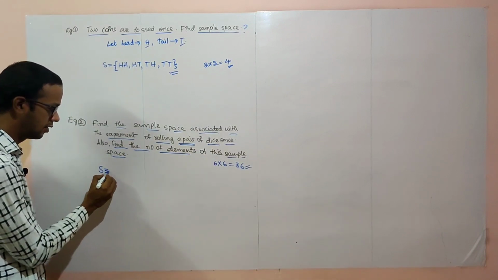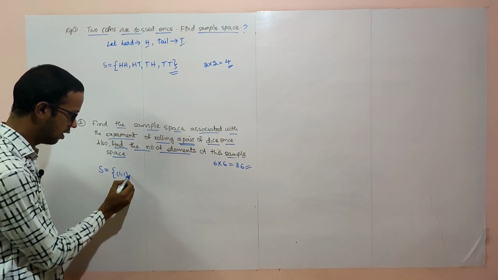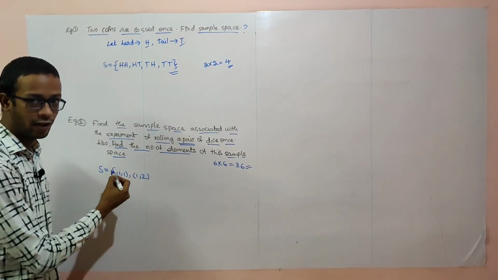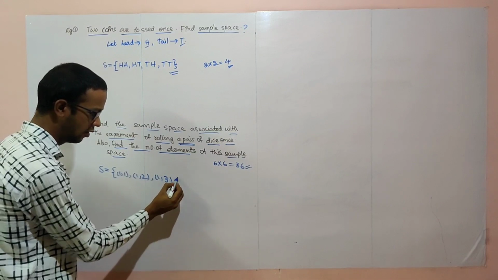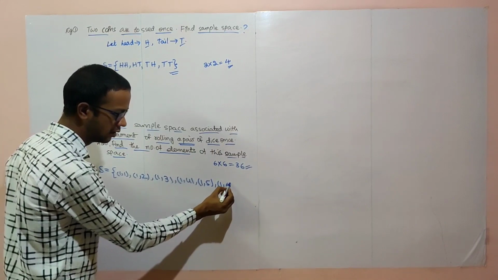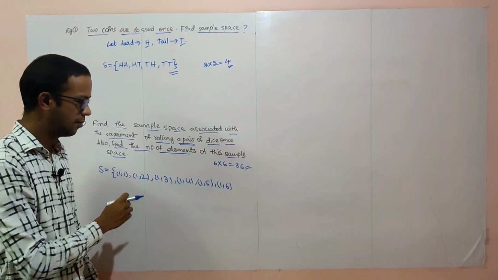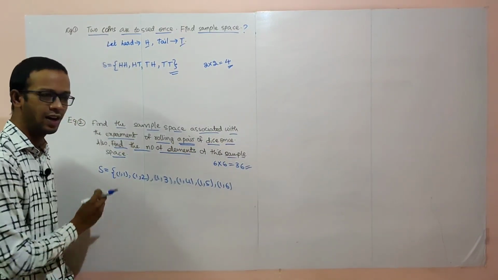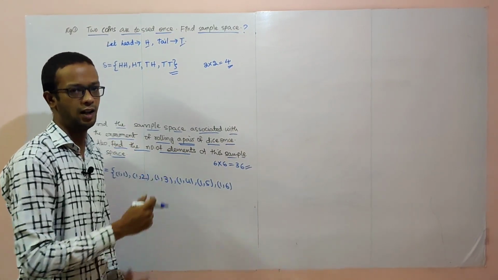So capital S is nothing but the sample space, that is equal to (1,1), (1,2). First one 1, second one also 1. I am writing ordered pairs. So next (1,3), (1,4), (1,5) and (1,6). This is when the first time you get 1, and the second time different numbers. Why I am writing ordered pairs: if you write combined, 11, 12, 13 you will get. So for clarity purpose only we are writing ordered pairs.